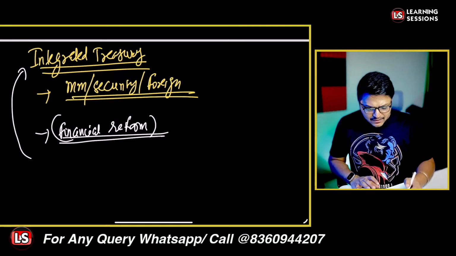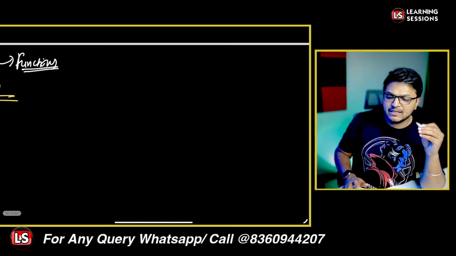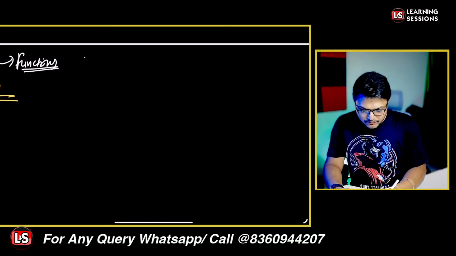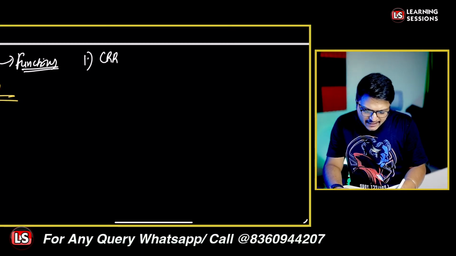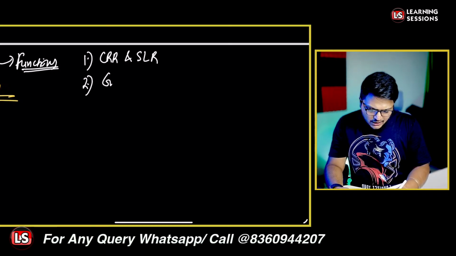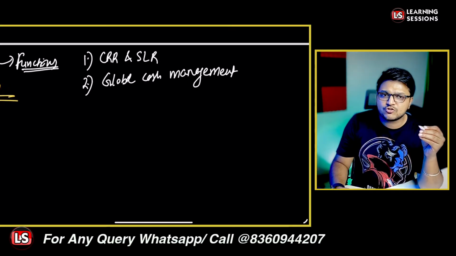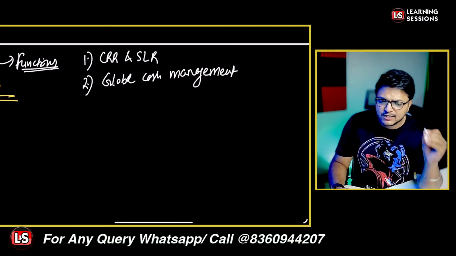Now, what are the different functions of the integrated treasury? Let's have a look at it. First of all, we have to meet the requirements of cash reserve ratio as well as statutory liquidity ratio, right? That's the first thing. And second, it's related to global cash management. The cash management is to be done so that the bank has an adequate level of liquidity.